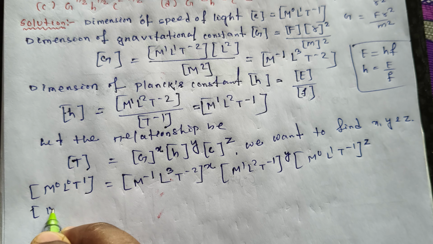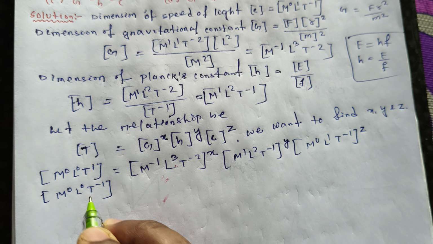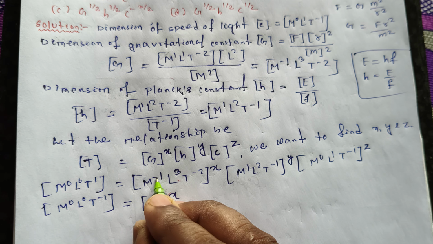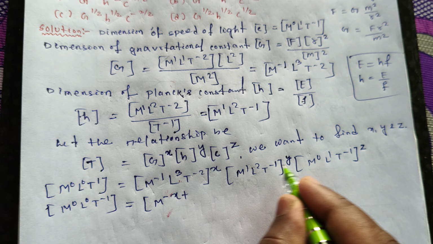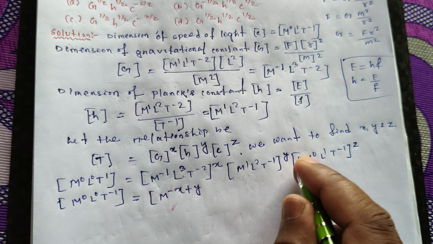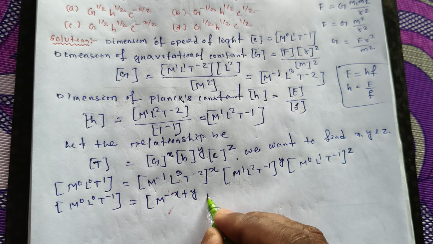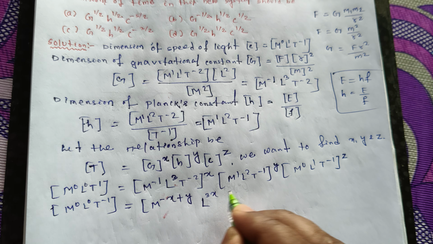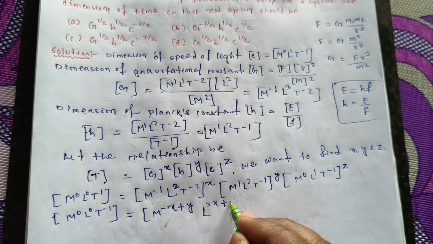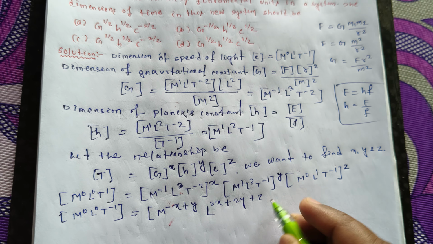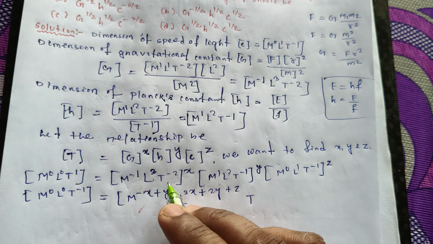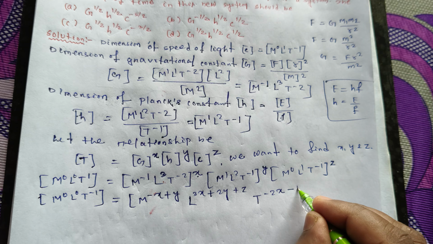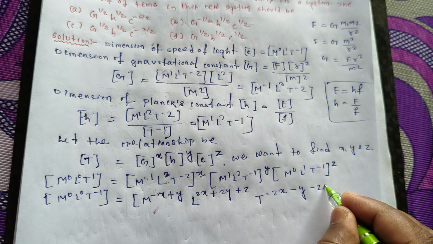So that is M0, L0, T to the power 1 on the left side. The mass term is minus 1 into x, that is minus x, and 1 into y, that is y, and no mass term for c, 0 into z means 0. The L term is 3 into x, that is 3x, plus 2y, plus 1 into z, z. The T term is minus 2 into x, minus 2x, minus 1 into y, minus y, and minus 1 into z, minus z.